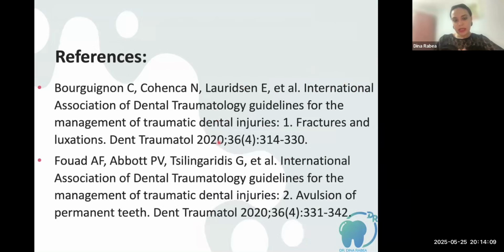So these are, again, the references, the guidelines of the American Academy of Pediatric Dentistry for 2025.